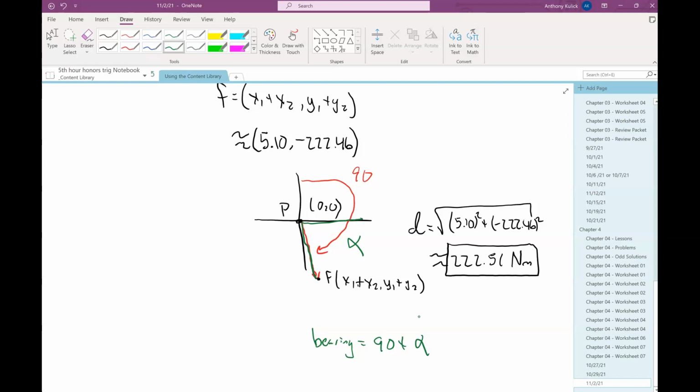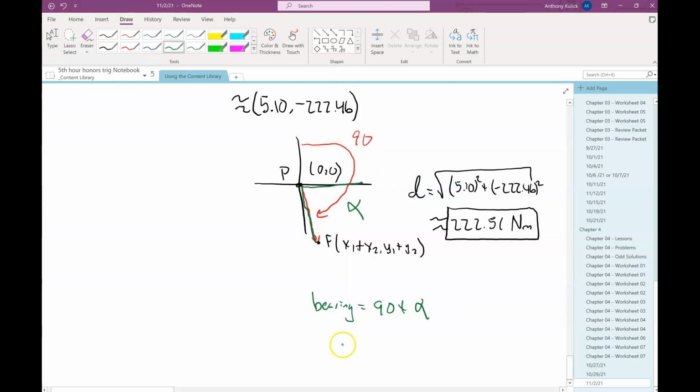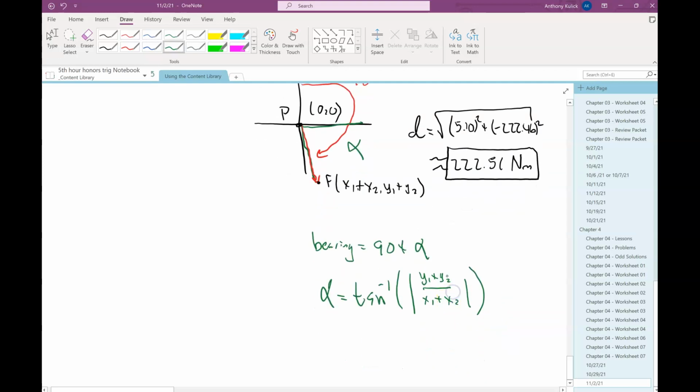The question is, how do I calculate alpha? Okay, but which trig function am I going to use? If I have x's and y's, let me use tangent, right? Which is y over x. Will I do that every single time? You betcha. Because you're always going to have an x and y, because I'm always going to have the final position, which is an x and a y.